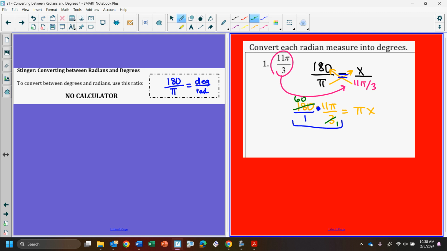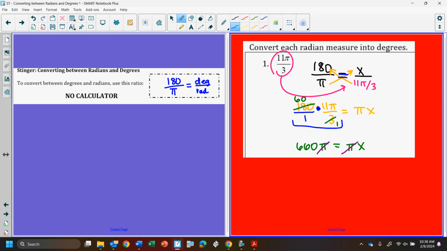Can you do 60 times 11 in your head? Yes. Yeah, what is 60 times 11? 660. 660 pi. And the pi comes down. Nice catch. Cool? You math? All right. Last step, since you pointed out that I forgot to bring my pi down. That's equal to pi x on the other side. So what do we do? Divide the pi away. Final answer is 660 degrees. Okay.